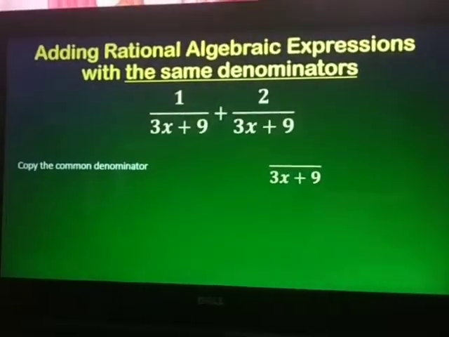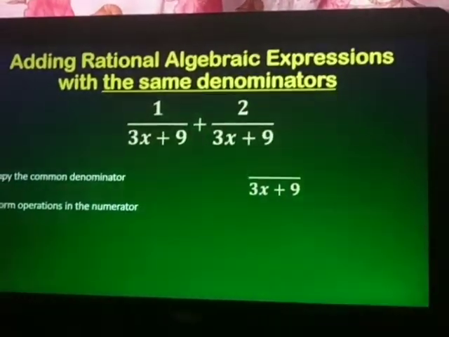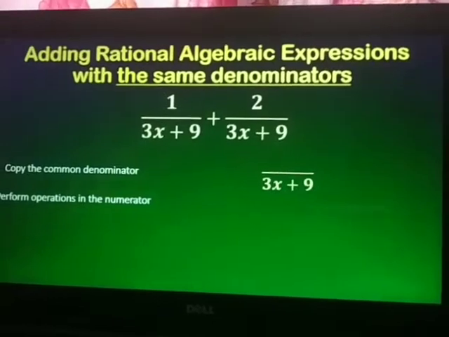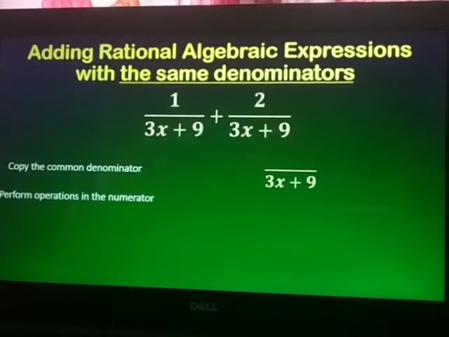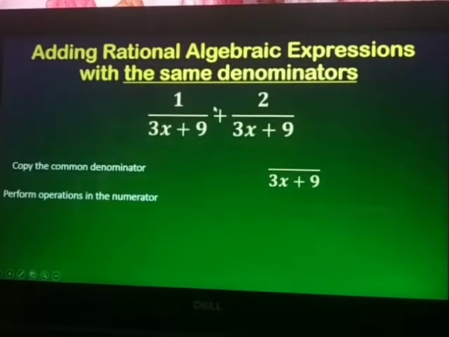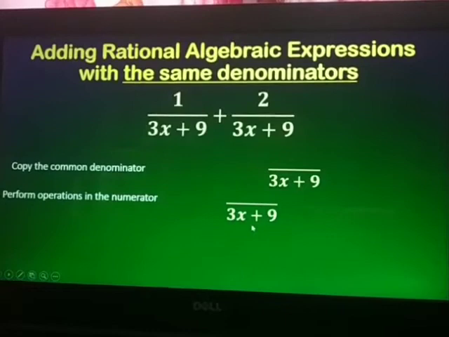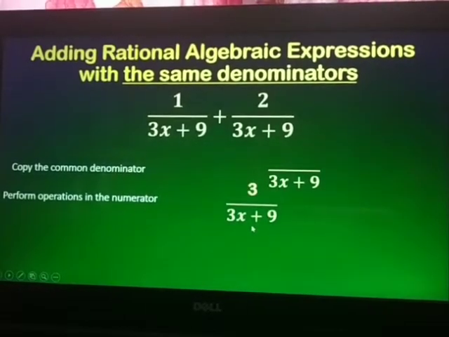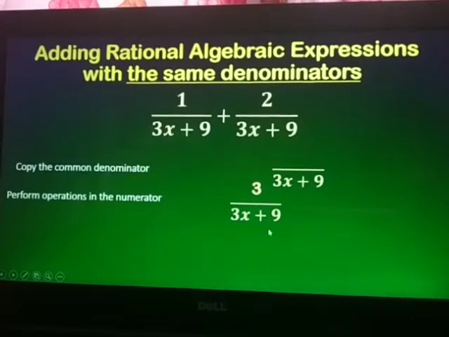The next step is for you to perform the operations in the numerator. And so, we will add the numerators. Our numerators are 1 and 2. So, just add them, 1 plus 2. We copy the common denominator, and the answer is 3. So, our answer now is 3 over 3x plus 9.